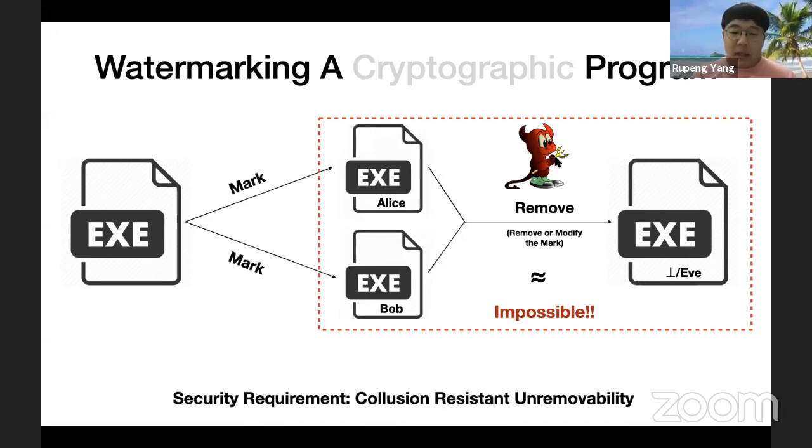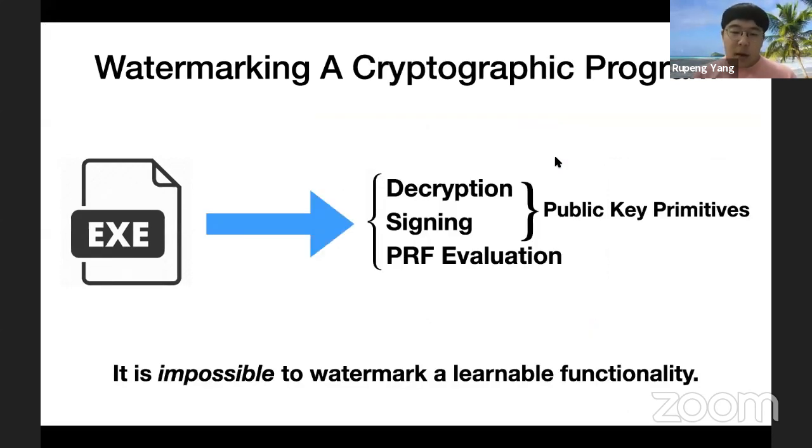Also, in practice, it is usually desired to have unremovability against collusion attacks. That is, the attacker may learn more than one watermarked program, which are generated by embedding different messages into the same program. So one may hope to have watermarking schemes for arbitrary programs. However, as shown by Cohen et al. in 2016, we can't construct watermarking schemes for learnable functionalities.